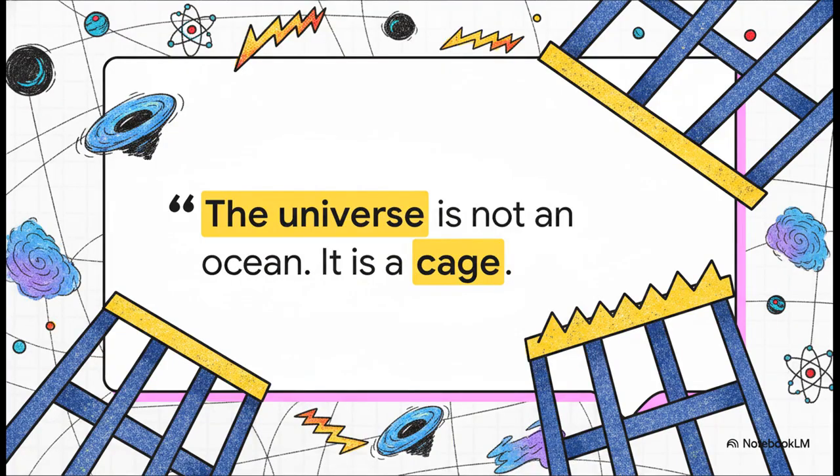And to really plan these missions, we have to grasp that the universe isn't just vast, it's actively restrictive. Physicist Leonard Susskind hit the nail on the head when he said, "The universe is not an ocean, it is a cage. We can't just build a bigger boat to sail across it. The bars of this cage are forged from energy, mass, and a universal speed limit that fundamentally resents our ambition."